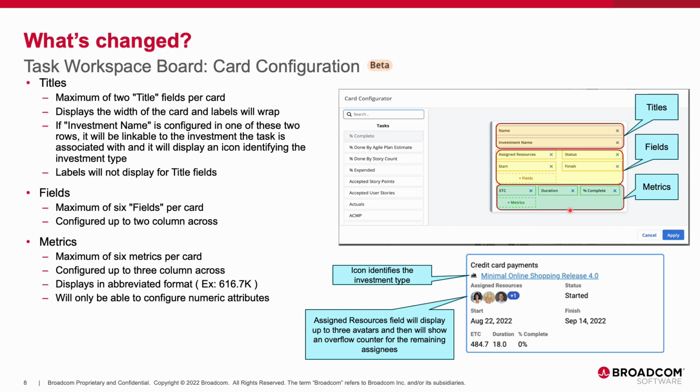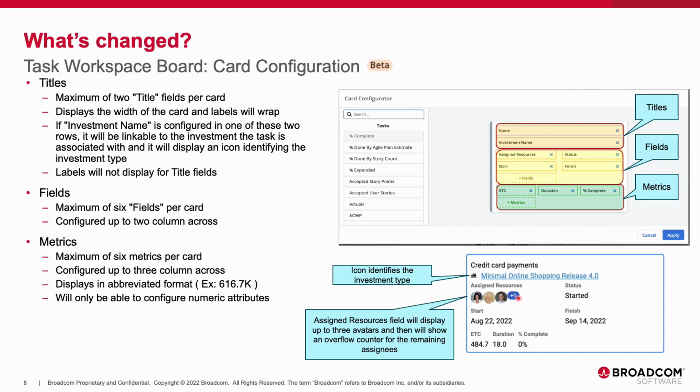They come in an abbreviated format similar to the project tiles, you've seen those before, and you'll only be able to configure numeric attributes within the metrics. And here's an example of the card, how it looks at runtime. You have the task name, investment name. We have our special widget for the assigned resources. This is the out-of-the-box area in terms of what we provide.